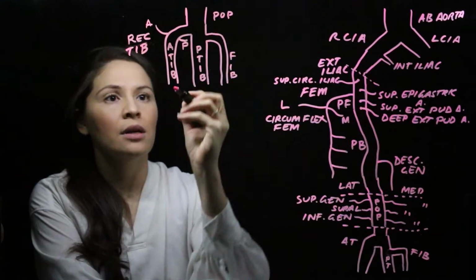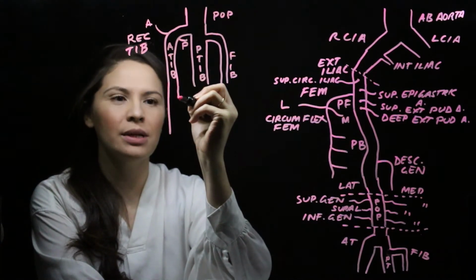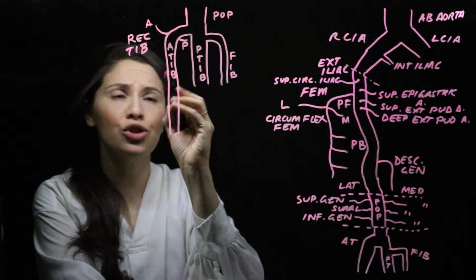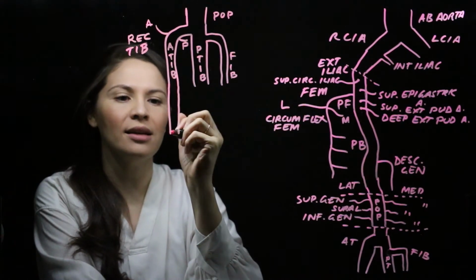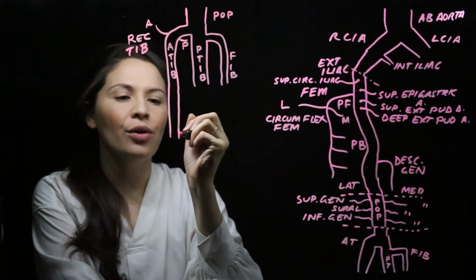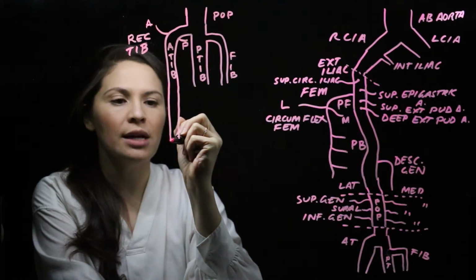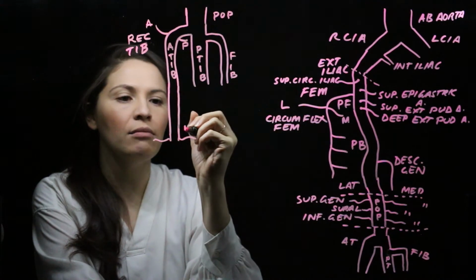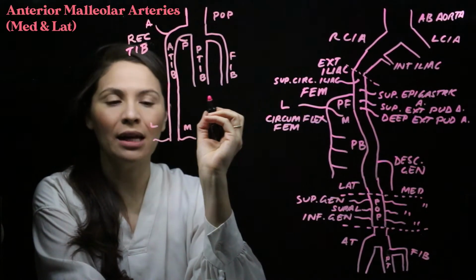Okay, so if we follow the anterior tibial down, there's nothing too exciting until we get to the level of the ankle. Sure, you'll have small branches that are going to surrounding muscles, but nothing that is too significant. So when we get down to the ankle, we have two branches coming off, and we have the medial and lateral anterior malleolar.